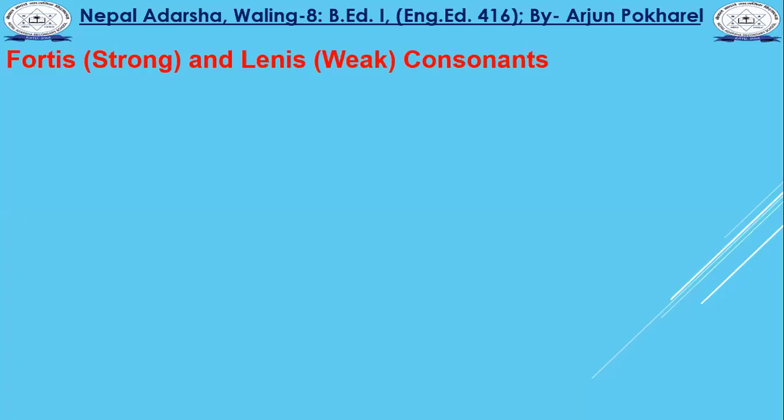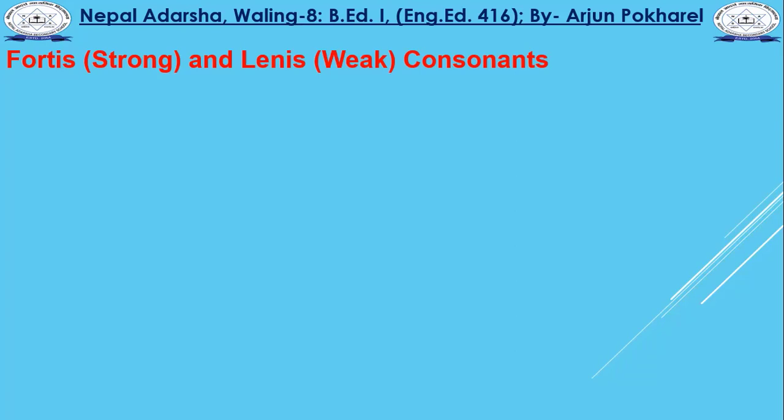Before, we studied the descriptions of consonants. We described consonants in terms of three different parameters: voicing, place of articulation, and manner of articulation. On the basis of these three criteria, we described consonants. Now today I'd like to start a new topic, that is Fortis and Lenis consonants.